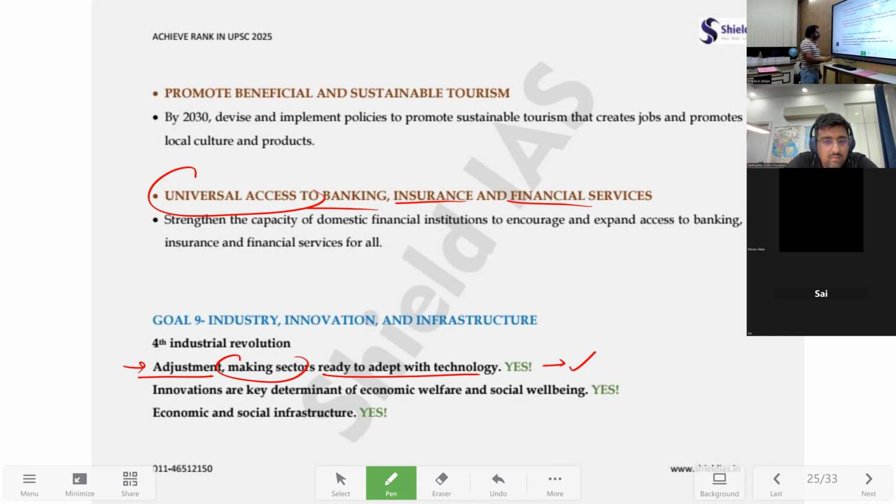Next, what to be promoted? Innovations. Because innovations are key determinants of economic welfare and social well-being. So innovations are required for better industry production, resource utilization, environment sustainability, fewer accidents at the workplace, reducing the cost of production. So innovations can bring various effects, and related infrastructure.